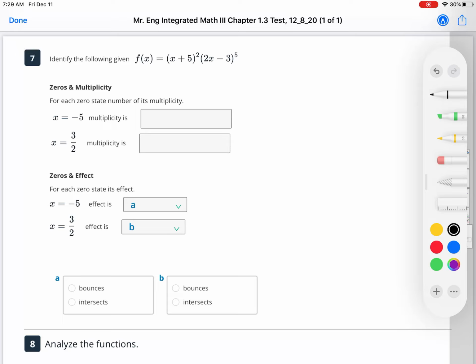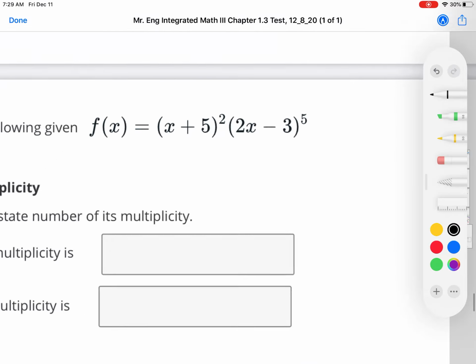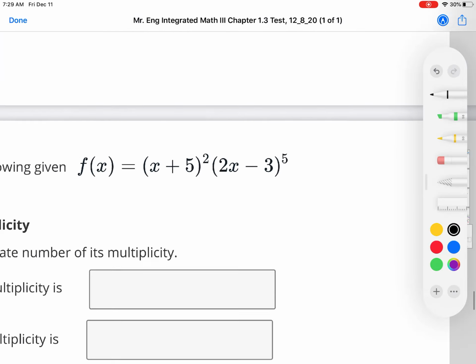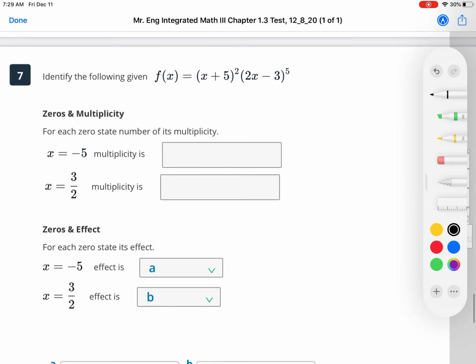Okay, question number 7. Given the following polynomial, you'll notice that it is factored. They're asking about the zeros. The zeros are already here. And the multiplicity refers to the numbers on top, those little numbers. That's what multiplicity is.